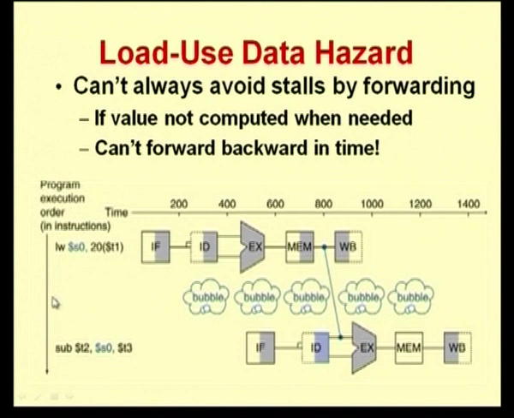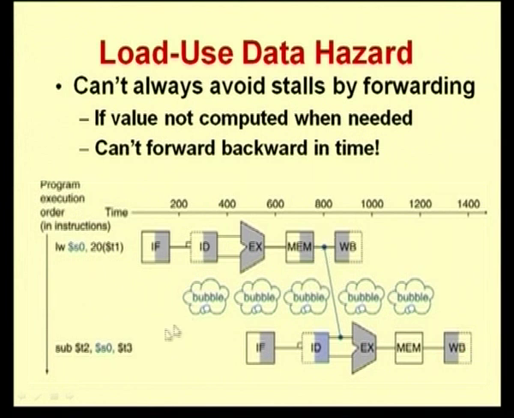So, let us look at this example. We have a load instruction, load S0 from some memory address given by 20 plus T1. So, fetch, decode, execute, mem. Now, when is this S0 going to be available? Remember, not at the output of the EX stage, only at the output of the mem stage, because this value has to be got from memory. So, the value is available over here.